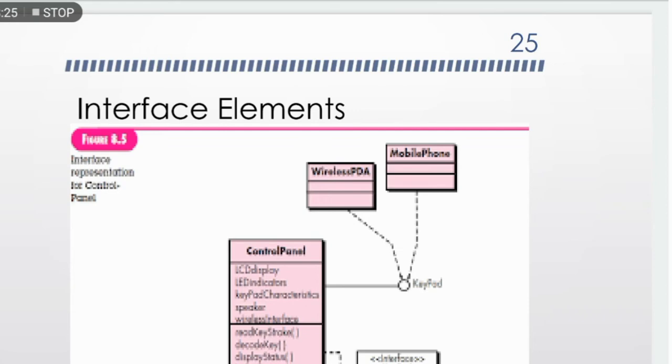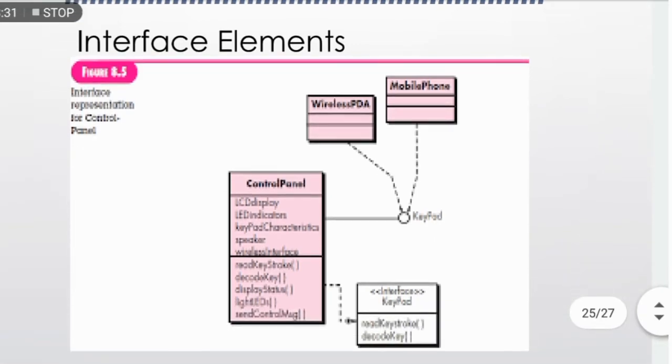Now next one is the interface element. So what is the interface element? Here the figure is the representation of the control panel. Here it represents three classes: one is the control panel, second is a wireless PDA, and third is a mobile phone. So what is your control panel? Control panel is the name of your class. It consists of some attributes and some methods. Attributes are LCD display, LED indicators, keypad, speaker, wireless interface, and some methods are read keystroke, decode key, display status, light LEDs, and send control messages.